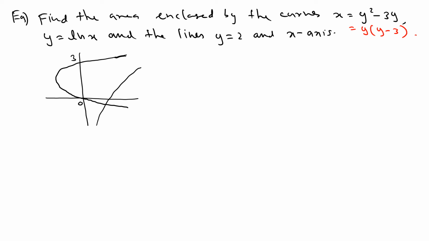Okay. And then what's the other line? One line is y equals 2. So that line passes through here. That's the y equals 2 line. The other line is y equals 0. I mean, it's the x-axis. So that's the other line.